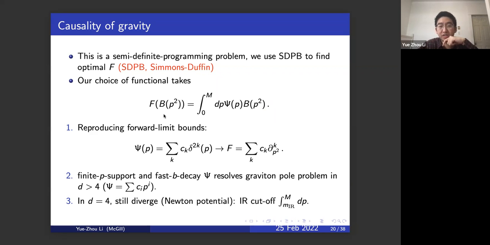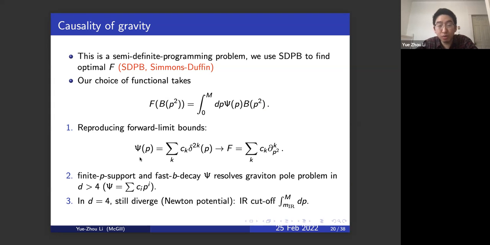Our choice of functional takes this form. If it acts on the sum rule, this functional means that we smear the sum rule. That means we have a sort of wave function times the sum rule, integrated over the transfer momentum in a compact support. In our case, we usually choose the wave function to have compact support in momentum space and decay fast enough in impact parameter space. But it's also interesting to think of how this approach can reproduce the forward limit bounds.